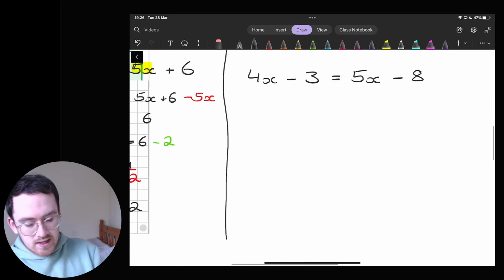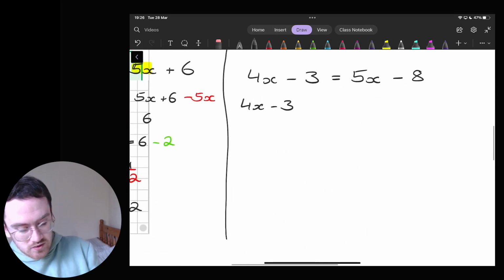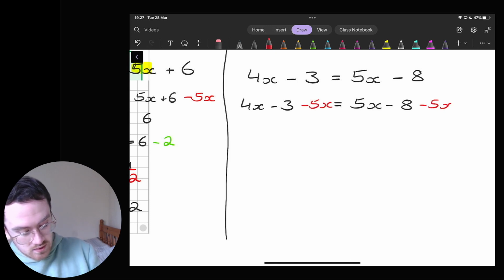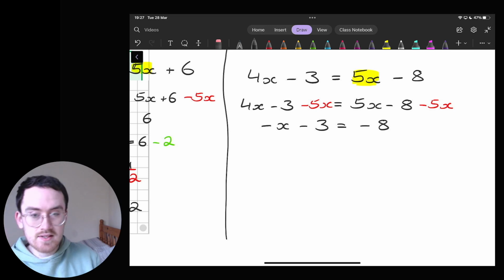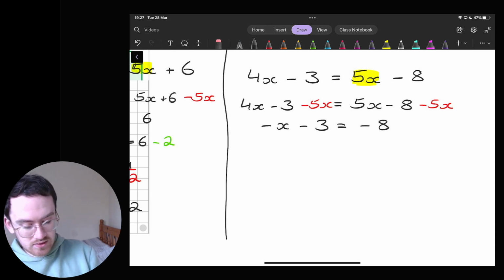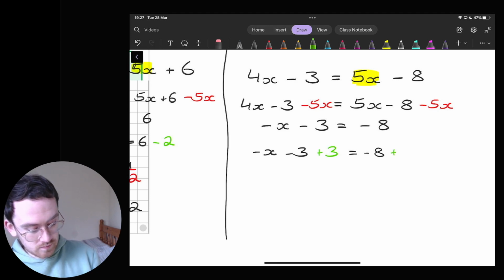Same idea is going to apply here. So we want to get rid of that 5x first. Okay, so let me give myself some space. 5x minus 8. So I want to get rid of this 5x, so I'm going to be taking away 5x from both sides. Okay, so we're getting rid of this one here. That leaves me with minus x minus 3 equals minus 8. Okay, again, I want to get rid of that 3, so let's add on 3 to both sides. So we add on 3 here, and we do the same thing here. So I get minus x is equal to minus 5.